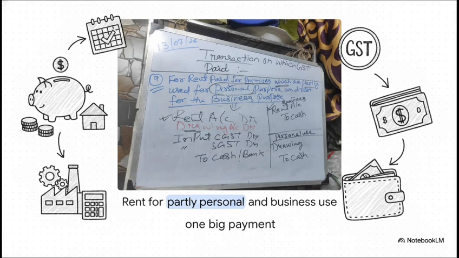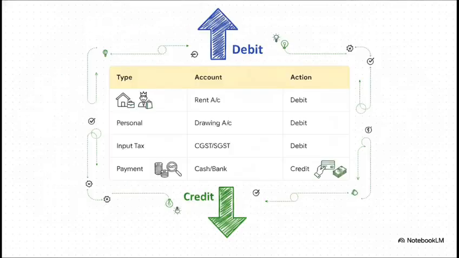Well, when those two worlds crash together, with GST added into the mix, things get interesting. You end up with a single payment out of the bank account that has to cover the business's rent, the owner's personal rent, and the GST charged on that entire combined amount. So this gives us our ultimate compound entry. It's like a puzzle coming together.